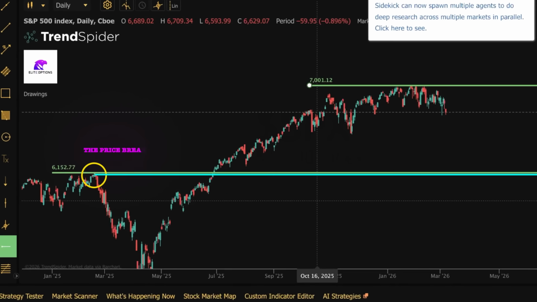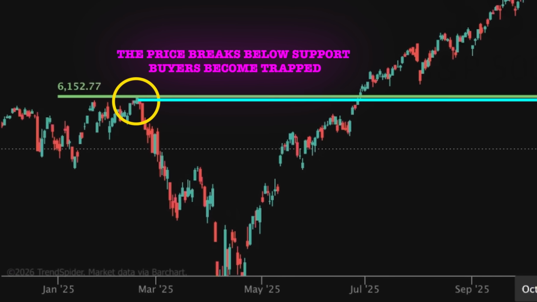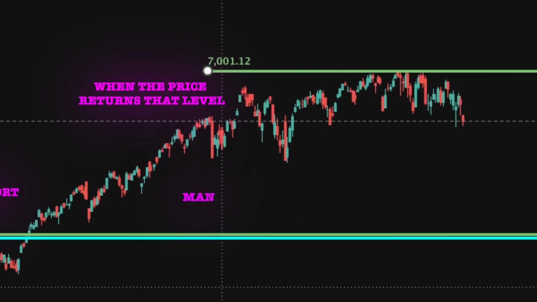Role reversal. Support often becomes resistance, and resistance often becomes support. The price breaks below support, buyers become trapped, and when the price returns to that level, many sell to exit their position. That selling pressure turns support into resistance, and the opposite happens when resistance breaks. The sellers get trapped, and when price returns, they buy back. That creates new support. This behavior is very common in the markets.